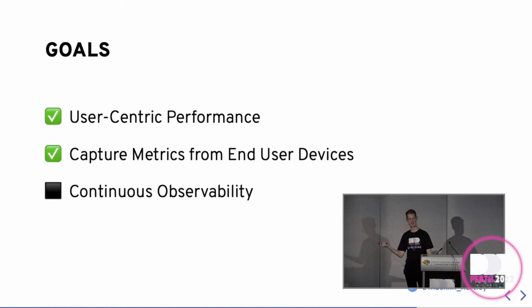All right, so we figured out how to capture metrics from end user devices. There's a number of really easy ways to do it. But we're still missing continuous observability. So we've got our Chrome user experience report. We can get this data, but we can get it once a month. So that's not really good enough. We need to be able to see this data in real time.